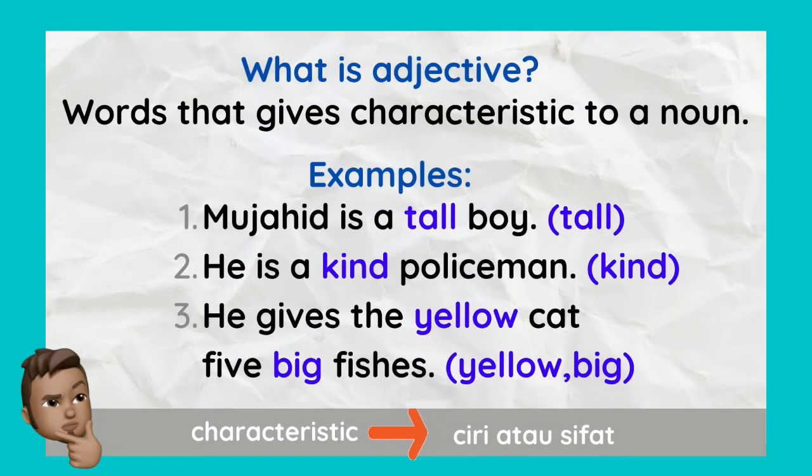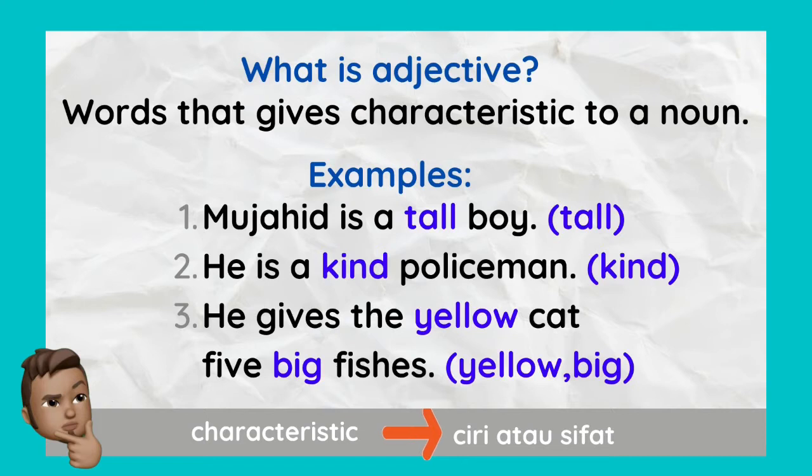So class, what is adjective? Adjectives are words that give characteristic to a noun. Let's look at the example.